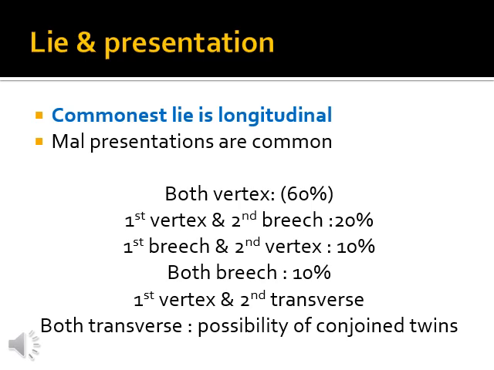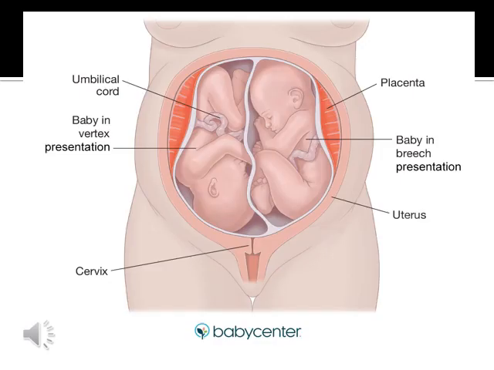About 10% have the first baby vertex and the second transverse, and both may be transverse possibly in conjoined twin or Siamese twin cases. In this diagram, you can see the lie is longitudinal for both babies, but for the presentation, the first baby is vertex and the second one is breech.